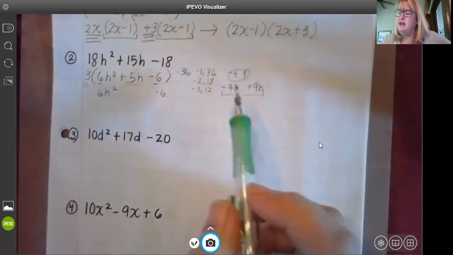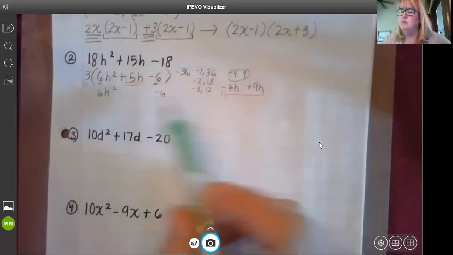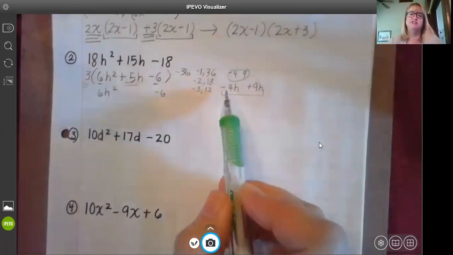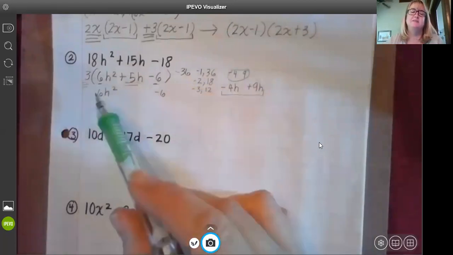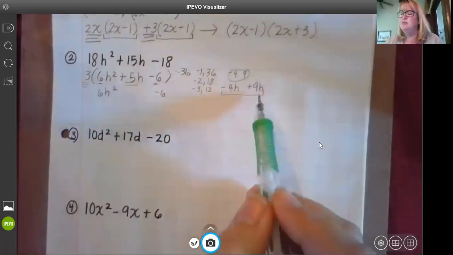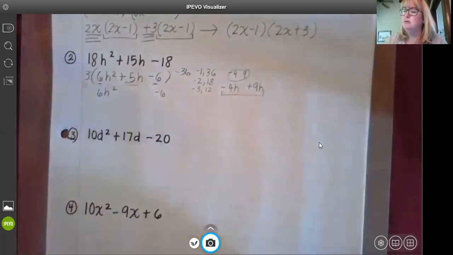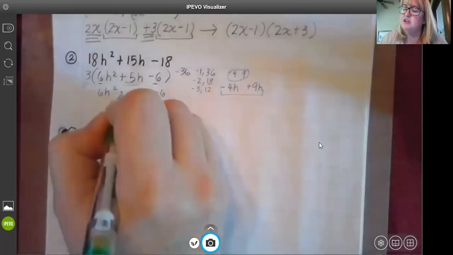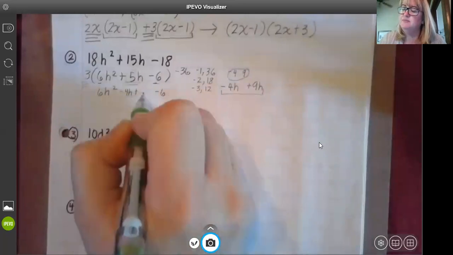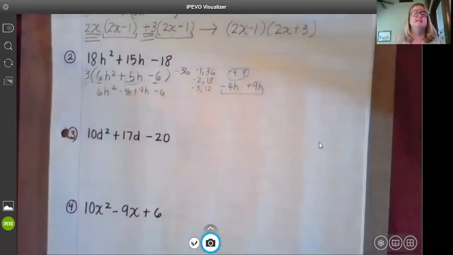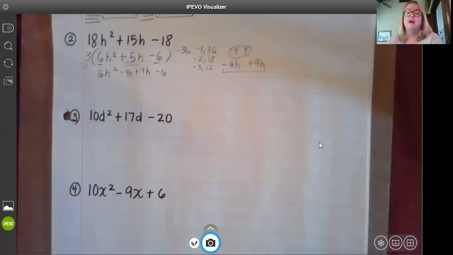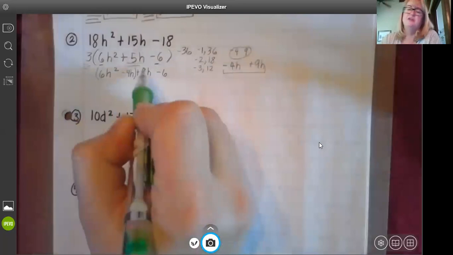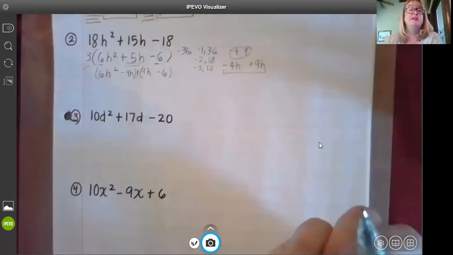I need to be able to factor out. If I put 4h first, 6 and 4, I can factor something out. I could also factor something out with 6 and 9. So it really does not matter which way you go. So I'm going to do 6h squared minus 4h plus 9h minus 6. All right. Now we are going to group these. By the way, this is called the factoring by grouping method.